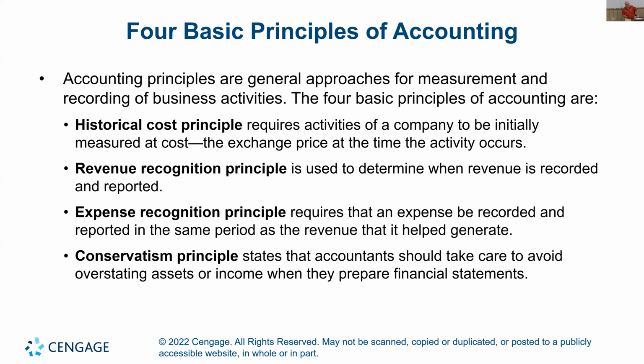This is one that's a big difference between US GAAP and IFRS, International Financial Reporting Standards. IFRS allows a lot of fair market value reporting. In the US, we're always going to report at historical cost. So if we bought a piece of equipment and paid $200,000 for it, we're always going to report that at $200,000 on our books.